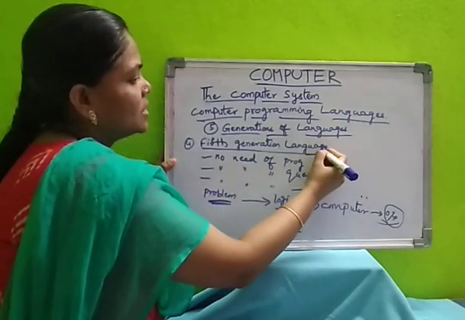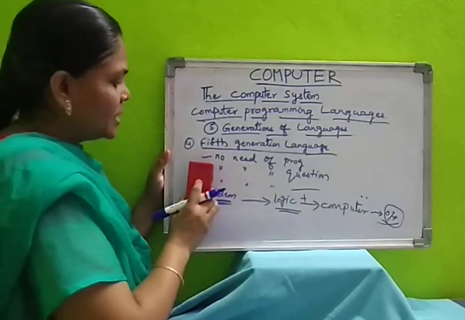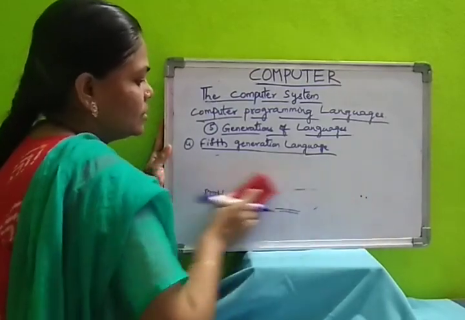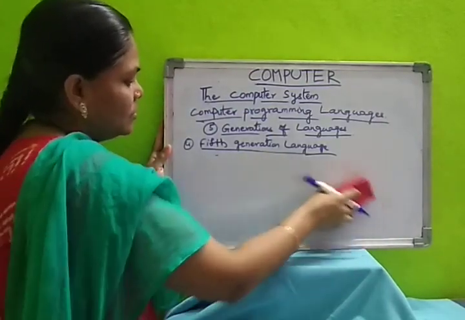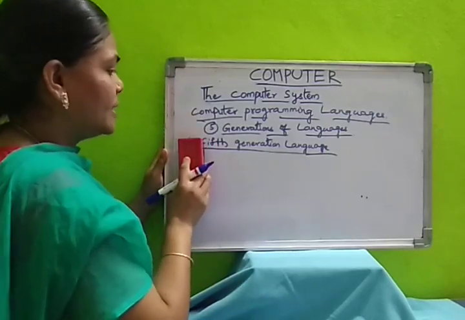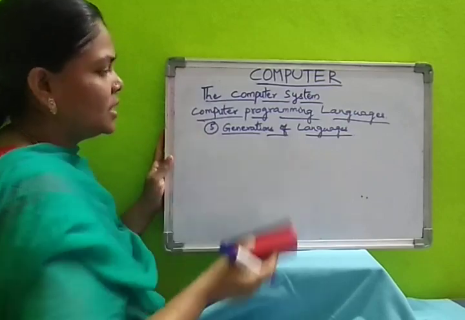So in this fifth generation language, artificial intelligence comes in, and nowadays humanoid robots are used, and they will recognize your voice. They will work as you command them. Like that, those generations also came. Next is artificial intelligence.